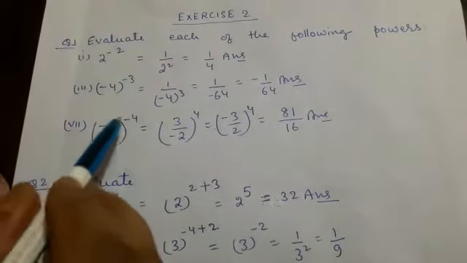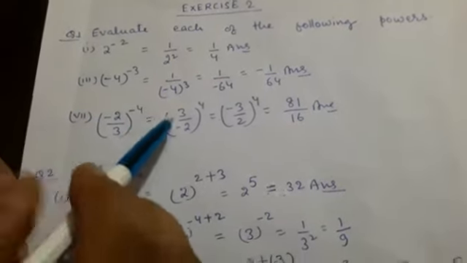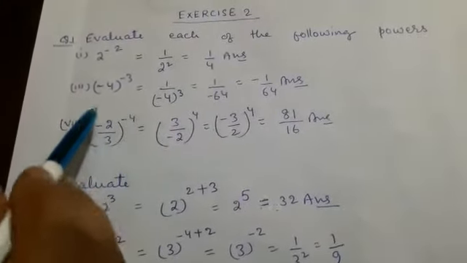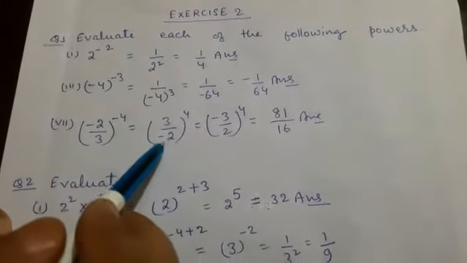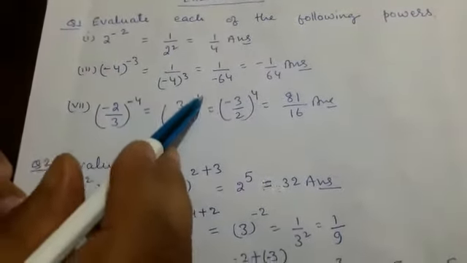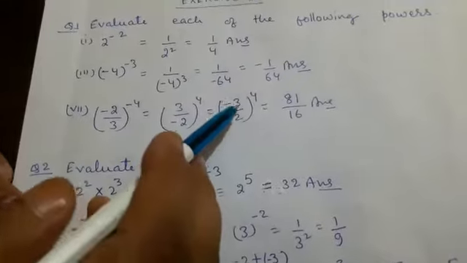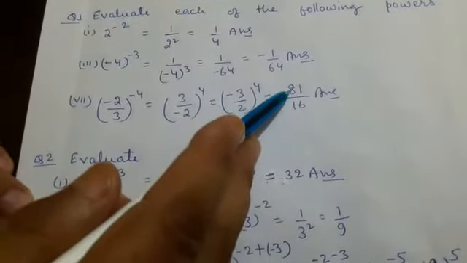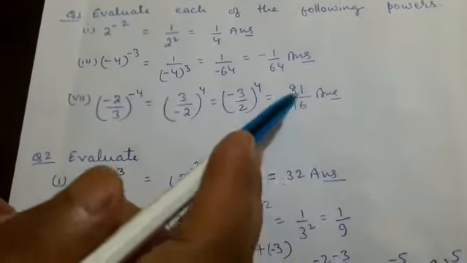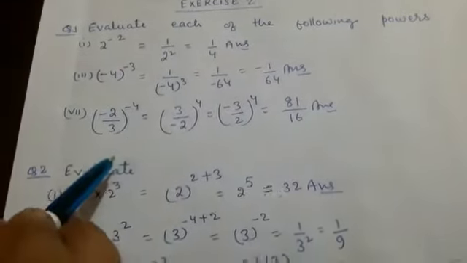Seventh part is (-2 by 3) power -4. In this case, again its power is negative, so we'll reciprocal them. It means 3 by -2 power 4. This power will become positive. So if you multiply 3 minus 3, 4 times, it will become 81, and 2, 4 times: 2 twos are 4, 4 twos are 8, 8 twos are 16. This will be 81 by 16, our answer.